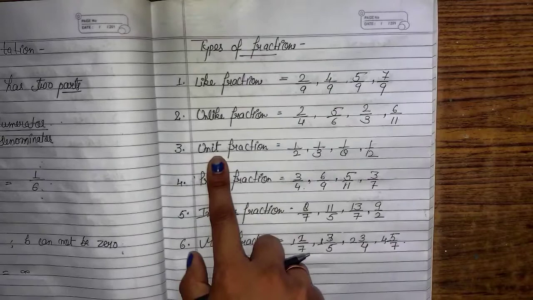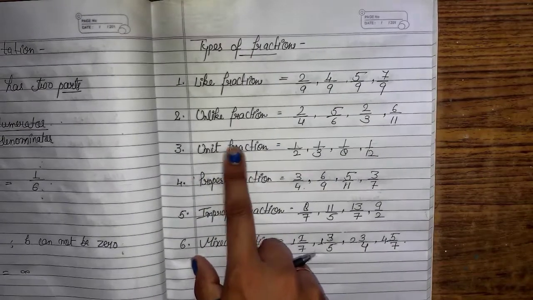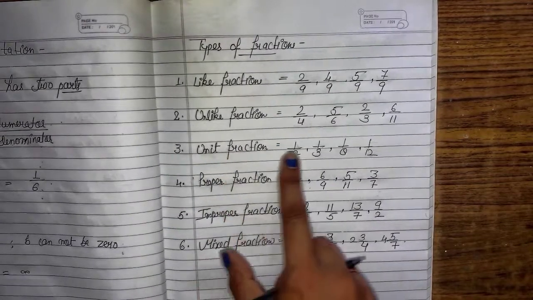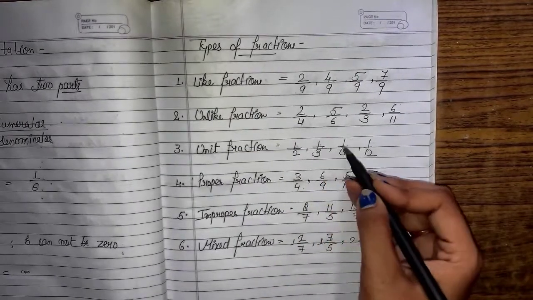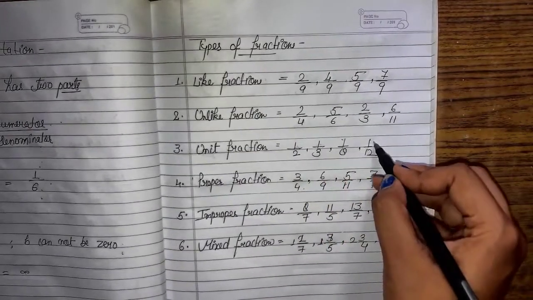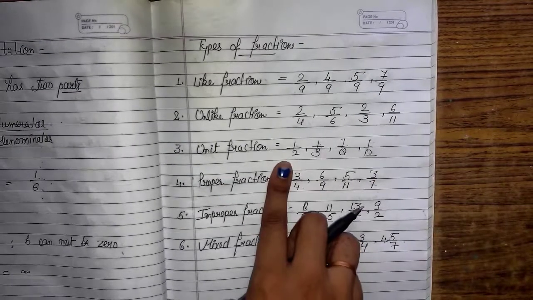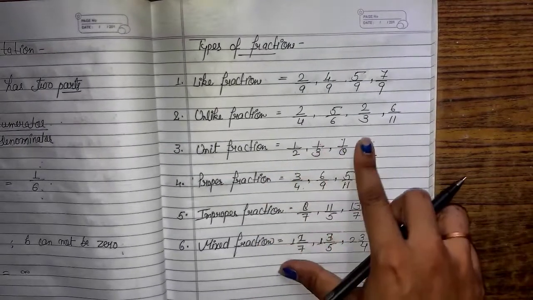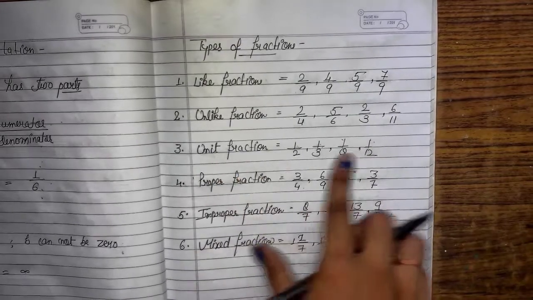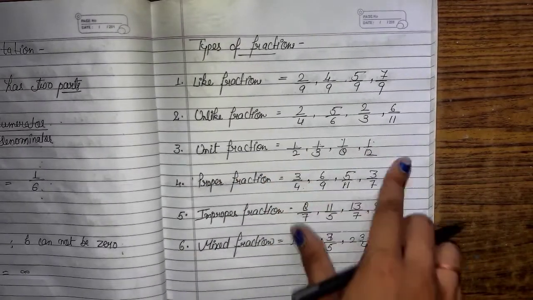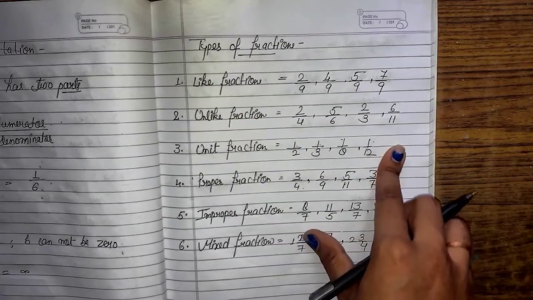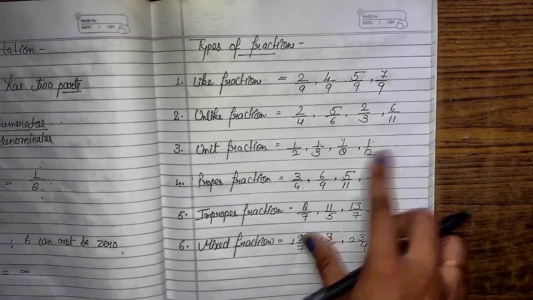Next is unit fraction. Fractions with numerator 1 are called unit fractions. Here 1 by 2, 1 by 3, 1 by 8 and 1 by 12. In all of these the numerator is 1. So these are examples of unit fractions.